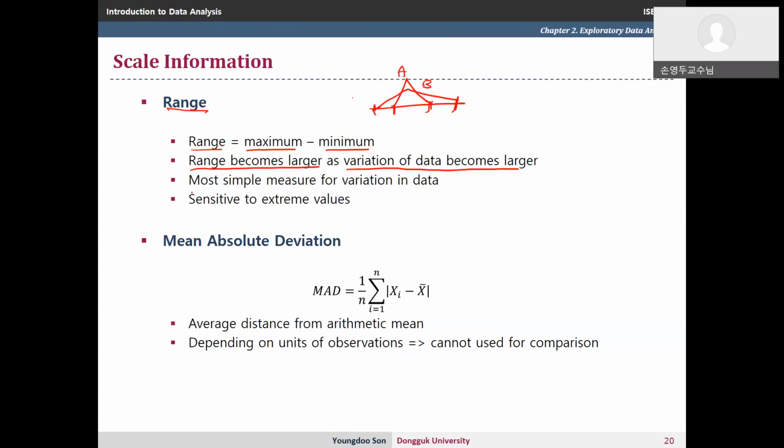And the advantage of this range is that it is very simple. However, this range is very sensitive to the extreme values, and sometimes it cannot be easily calculated. For example, if we have a normal distribution, the range is actually infinite because the minimum value and maximum value of the normal distribution cannot be found. However, if we use the samples, not the distribution, then we can find the range.